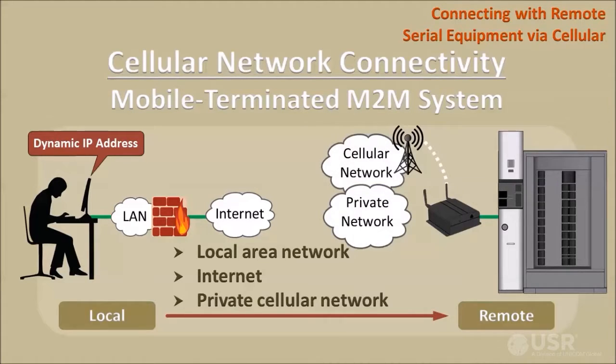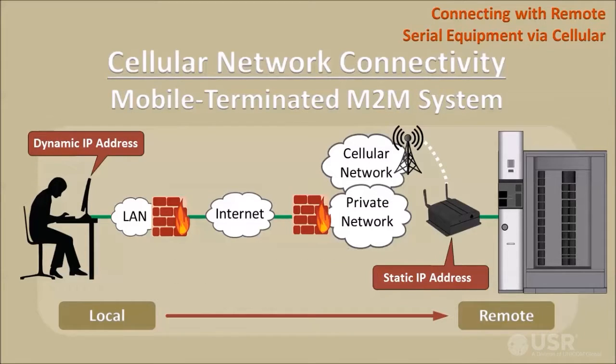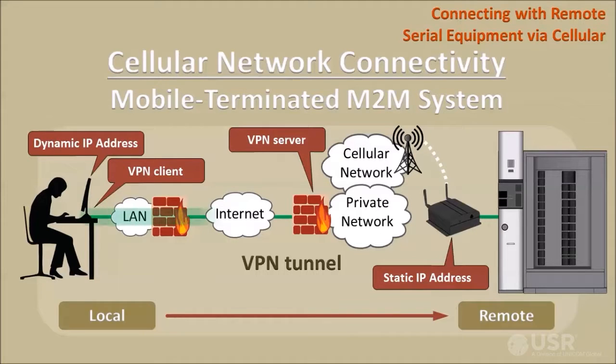The cellular gateway will be connected to a private cellular network, which gives it access to the Internet, and the private cellular network will also have a firewall to protect it from threats on the Internet. For a mobile-terminated system, the gateway must be provisioned with a static IP address on the private cellular network. When the local host tries to initiate a connection to the IP address of the cellular gateway, the cellular network's firewall blocks the connection. So a VPN tunnel must be configured from the local host to the private cellular network.